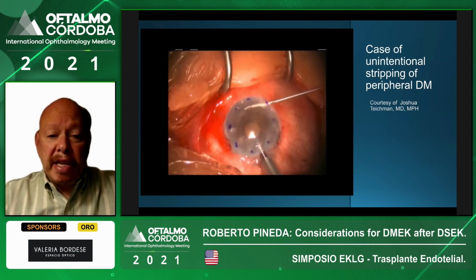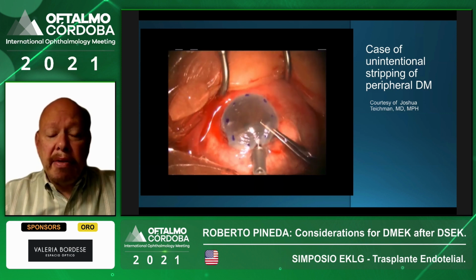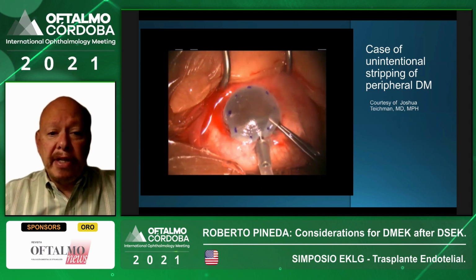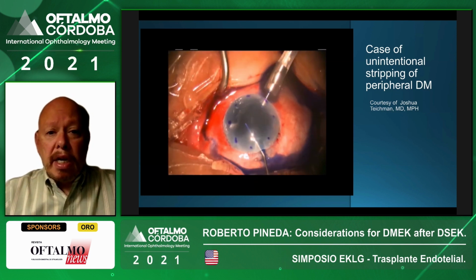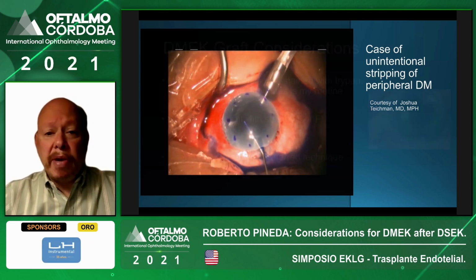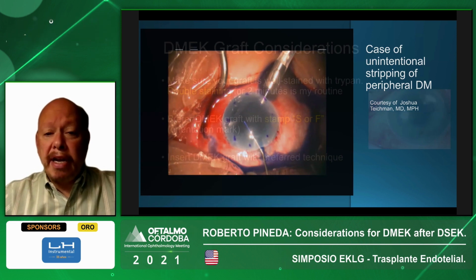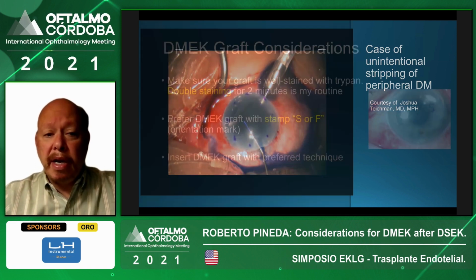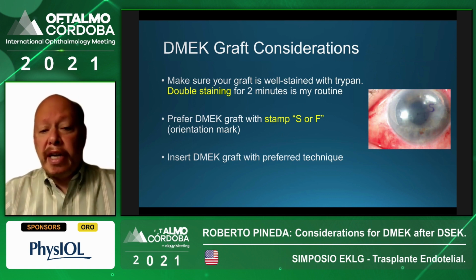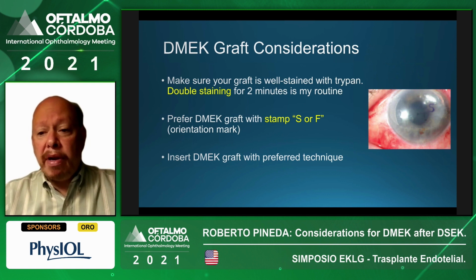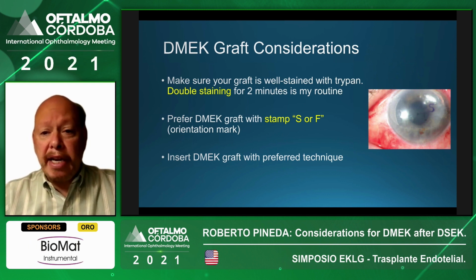Again, here they're removing this, I think, intentionally, and then they'll put some stain in to see if there's any tags, which you can see a little bit inferiorly here. So again, you want to make sure your graft is well stained with trypan. I do a double staining for 2 minutes each time. Again, the importance of marking your DMEK graft is emphasized. This is particularly important with more opaque corneas. And then, again, your preferred DMEK graft technique, whether it's a glass tube or injector or other technique.